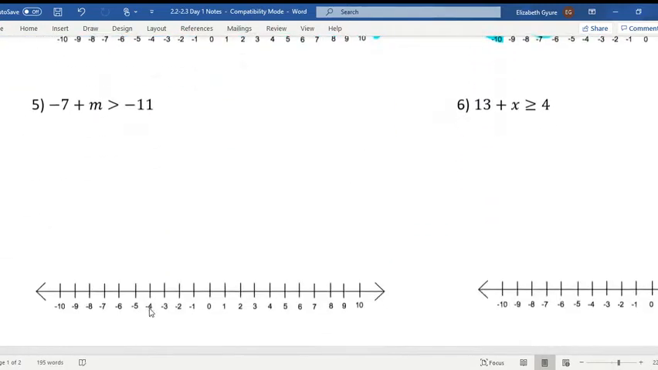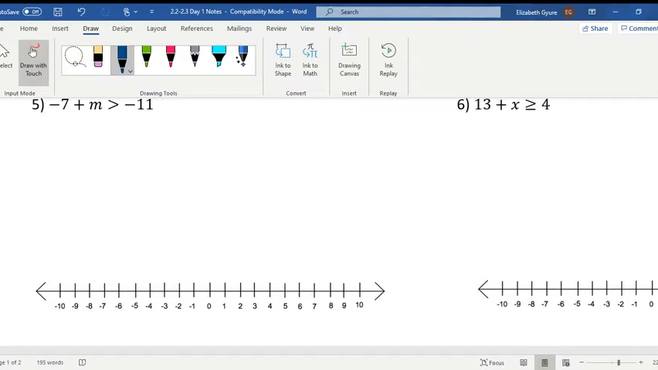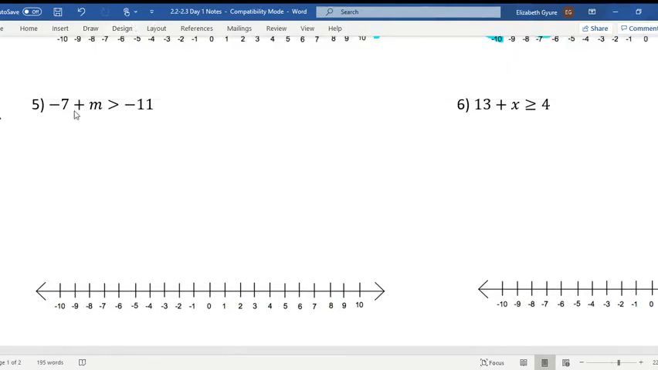So number 5, we have -7 plus m is greater than -11. We want to get rid of this -7, right? We're adding a -7. Remember, I think we talked about this one of the first days of school. When you have an addition and a subtraction, which one's more important? The subtraction. So that's the one you want to focus on here, that negative, right? Because if you move a negative over, what's it going to become? A positive.